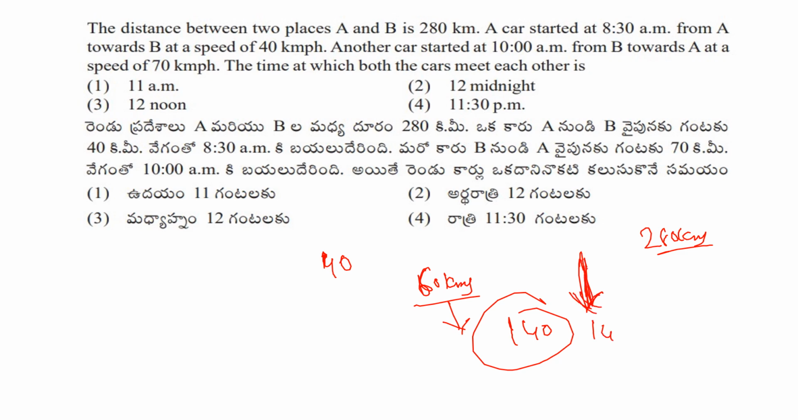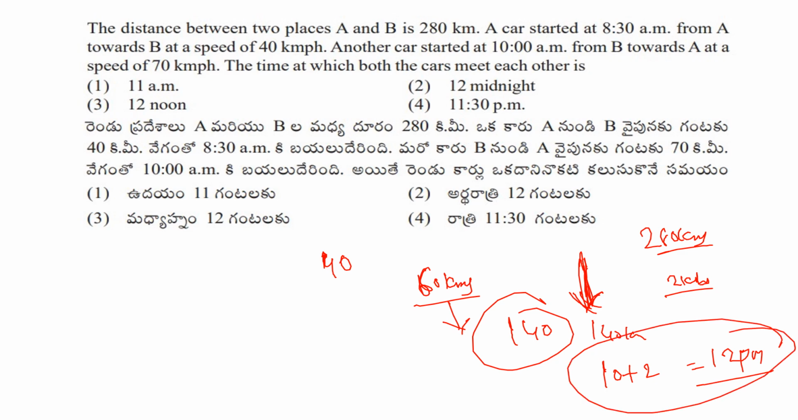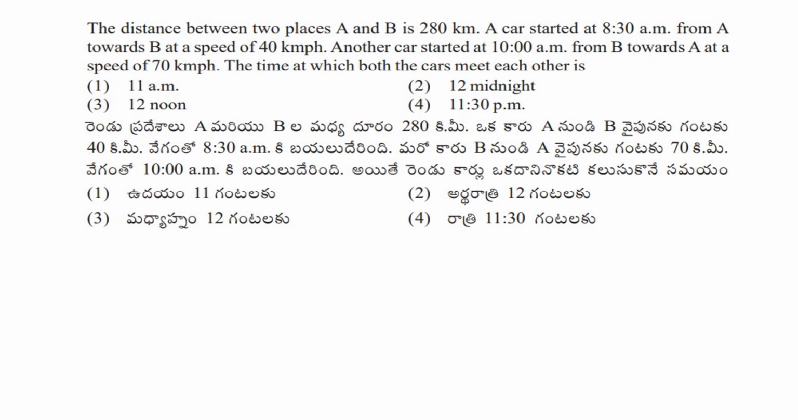Here, exactly 140 kilometers took 2 hours. B took 2 hours, so 10 plus 2, total 12 p.m. Directly we can answer like this, but it should not be the case in every question. That is the reason I explained the concept, how we can take it like this. Just draw the line and take every hour, every half hour, so that you can get the exact answer. It may take time, but it won't take more than 1 minute.